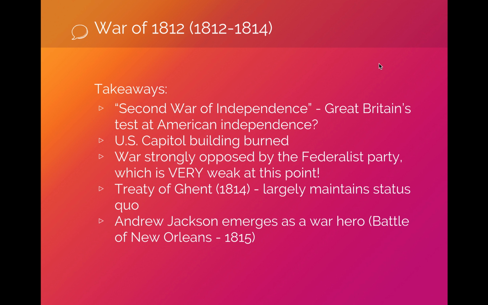Another thing we'll look at is that the Capitol building in Washington, D.C. was burned. So we're going to deal with the aftermath of that, in particular, the financial impact of that. And also, this war is really going to lead to the ultimate death of the Federalist Party. And the peace treaty we'll talk about briefly, and also we'll talk about how the war affects Andrew Jackson's role in U.S. history. So, moving forward here.